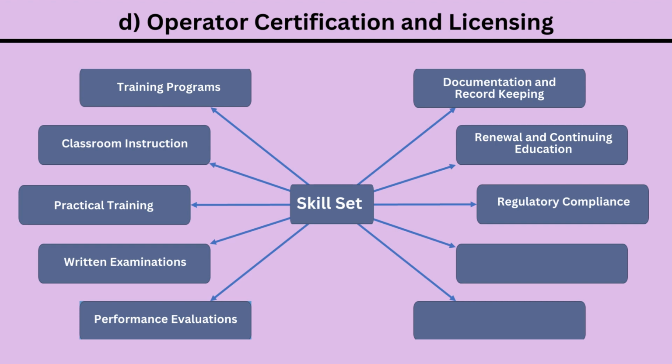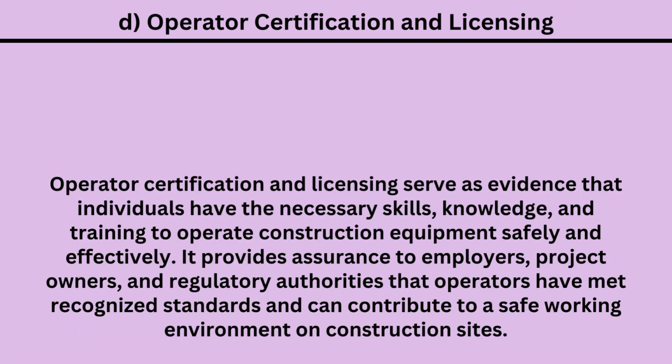1. Training programs. 2. Classroom instruction. 3. Practical training. 4. Written examinations. 5. Performance evaluations. 6. Documentation and record keeping. 7. Renewal and continuing education. 8. Regulatory compliance. Operator certification and licensing serve as evidence that individuals have the necessary skills, knowledge, and training to operate construction equipment safely and effectively. It provides assurance to employers, project owners, and regulatory authorities that operators have met recognized standards and can contribute to a safe working environment on construction sites.